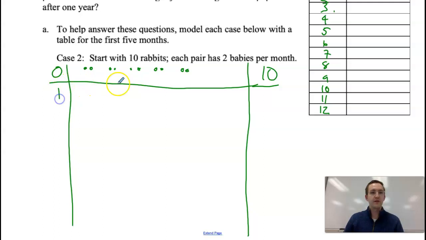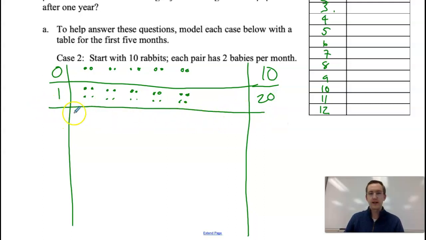So for our first month, we're doing the same exact thing. Each pair has 2 babies per month. So we need to draw these 10 yet again with their 2 babies underneath. So we've got those original 10, and their babies underneath. Here we took 10, and we're again having 2 babies, so we got 4, 8, 12, 16, and 20.